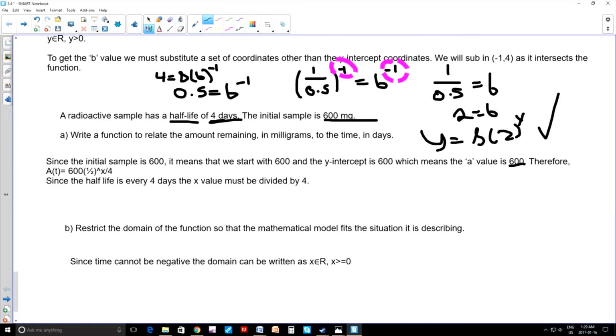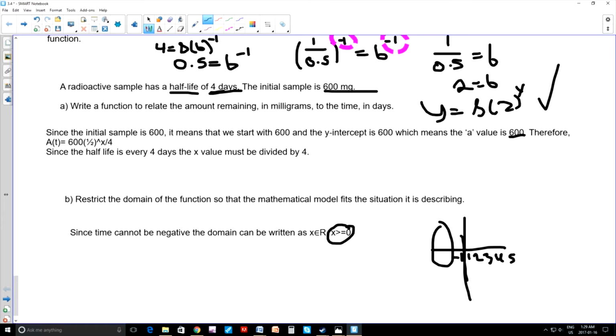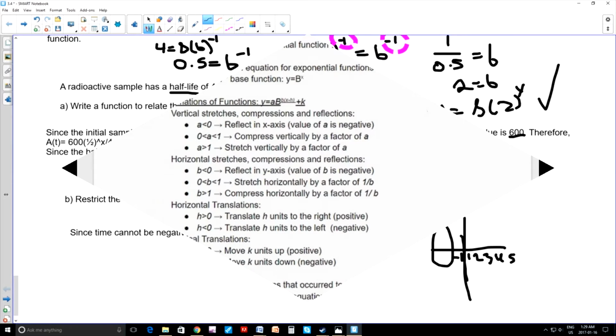So now we must restrict the domain of the function so that the mathematical model fits the situation it is describing. Since time cannot be negative, the domain can be written as x in R, x has to be greater than or equal to 0. This is because if we look at the graph, all of this is negative. Now if this is time, 1, 2, 3 days, 4 days, 5 days, you can't have a negative day. So we end the graph here by writing this. And that was 3.4, Properties of Exponential Functions.